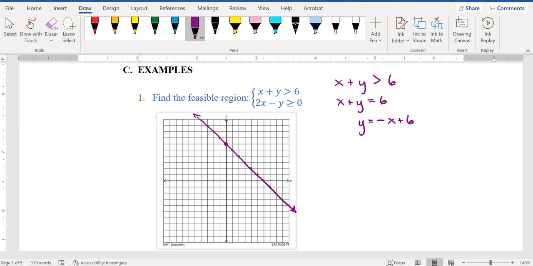All right. Now I'm going to do a test point. I'm going to test 0, 0. Is 0 greater than or equal to 6? Sorry, I need to fix this. It should have an equal to underneath it: greater than or equal to 6. Sorry about that. Is 0 greater than or equal to 6? That's false. So we want to shade this region.